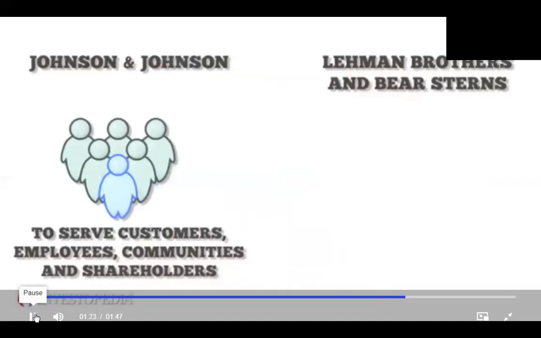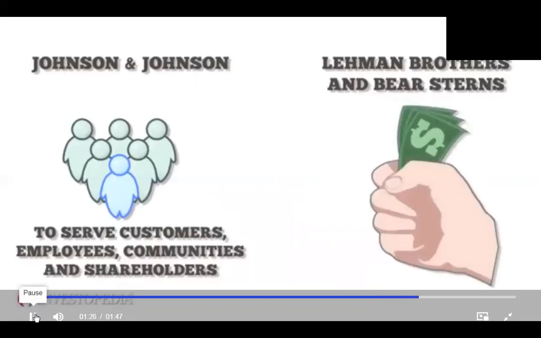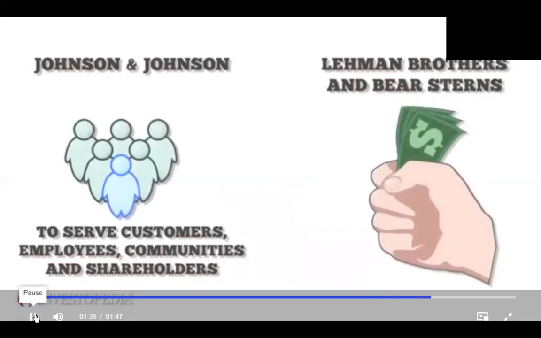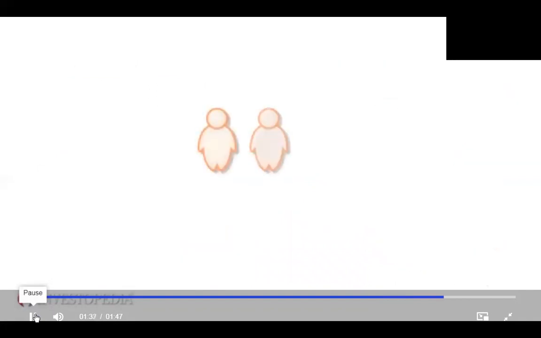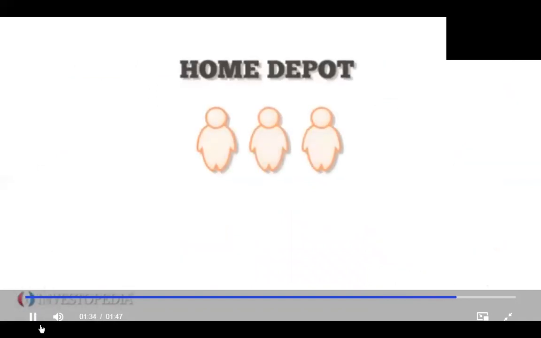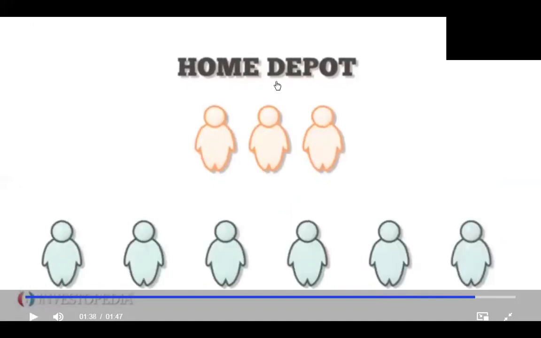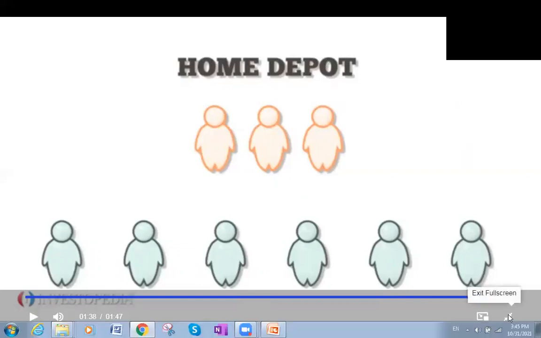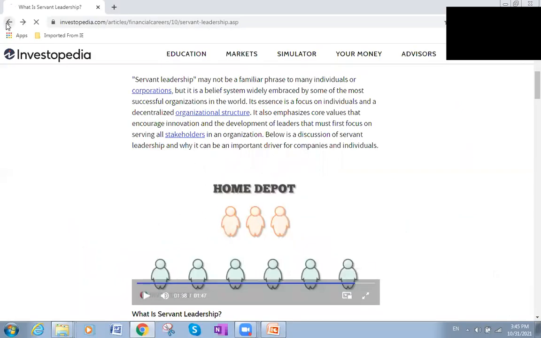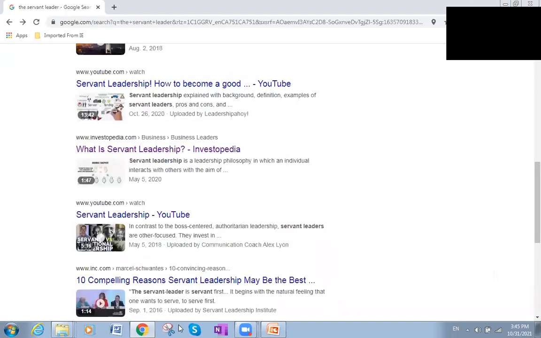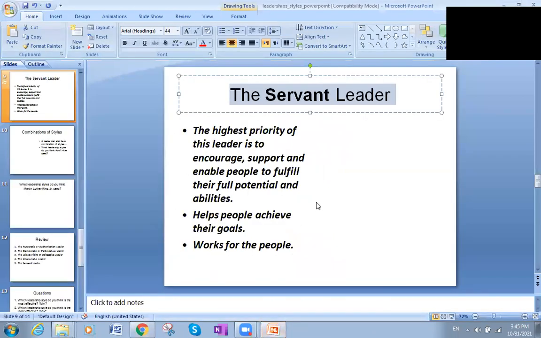Companies like Lehman Brothers and Bear Stearns reportedly placed greed and growth over customers, and they suffered during the 2008 credit crisis. Servant leadership companies such as Home Depot look to develop managers that focus on serving customers and the firm. For example, Home Depot serves the customers and the people who work inside Home Depot themselves. So it focuses on both at the same time, the clients as well as the employees who come to work. So that was about the servant leader.